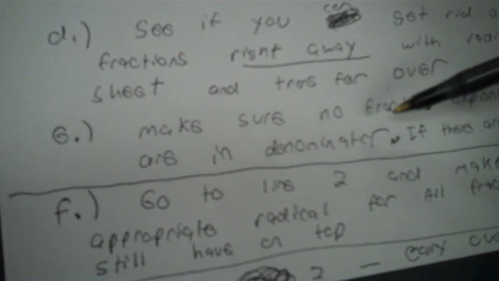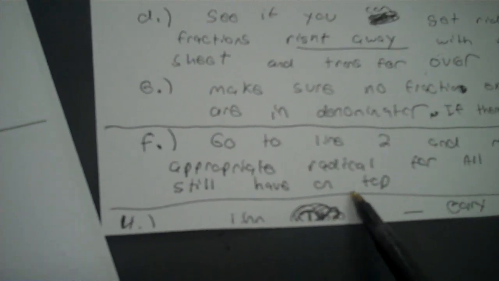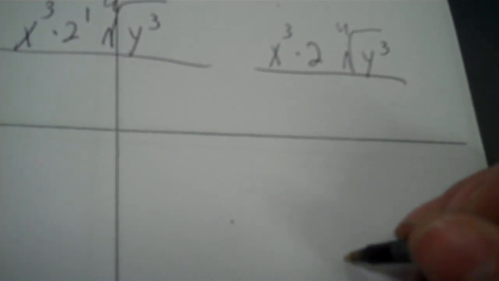Carry it over. Unfortunately, y is obviously not on the list, so we have to, by the way, make sure no fractions are in the denominator. They're not. Go to line 2, make the appropriate radical for all fractions remaining. So you got the 4th root, y to the 3rd. Okay. Carry over, simplify the inside of the radical. You got x to the 3rd times 2. You really can't simplify anything in there. 4th root of y to the 3rd. Your answer is 2x. I don't care the order the outside is. I really don't. Okay. You can get that. It's awesome.